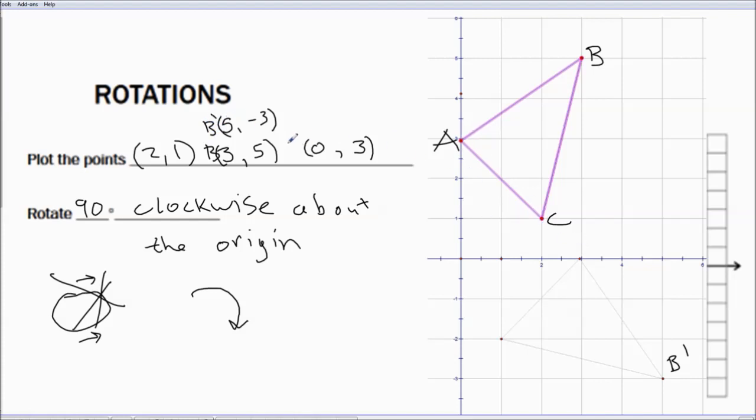All right. And A is right here. A is at 0, 3. And where did A go to? A rotated down to here. So here's A prime. Now let's find the coordinates of that point. Looks like from the origin we have to go right 1 and down 2. So that would be 1, negative 2.